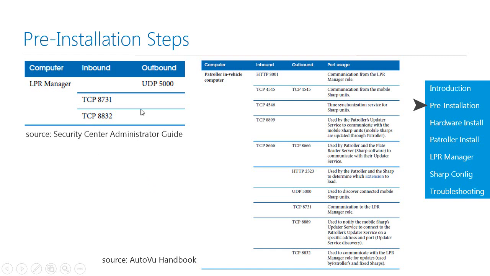So this is the Security Center side. These are the ports for the LPR Manager, and these are the list of ports for the controller. You can find these in the administrator guide for the Security Center, and these ones you can find in the AutoVu handbook. Now, we need to make sure all these ports are unblocked and free to send information over the network, and basically any firewalls in place on the network or anywhere in between the two sources of information will have to have the ports open, or at least keep the proper exception rules configured.